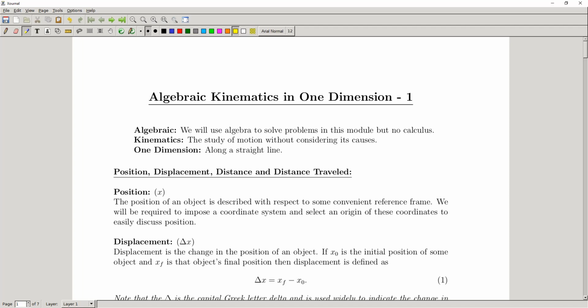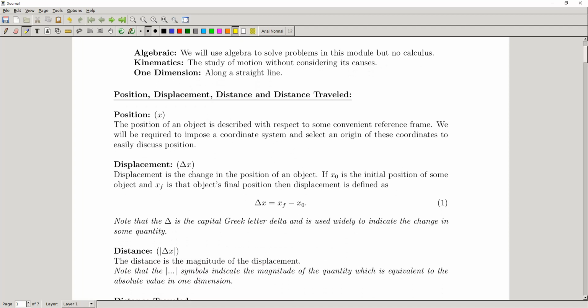So we're going to need to start by defining a number of different variables. We're going to be talking about things like position, displacement, velocity, distance, acceleration, things like that. So in this first video, we're going to focus primarily on just defining all these things, and then in future videos, we're going to develop some ideas on how to solve problems with some of these ideas.